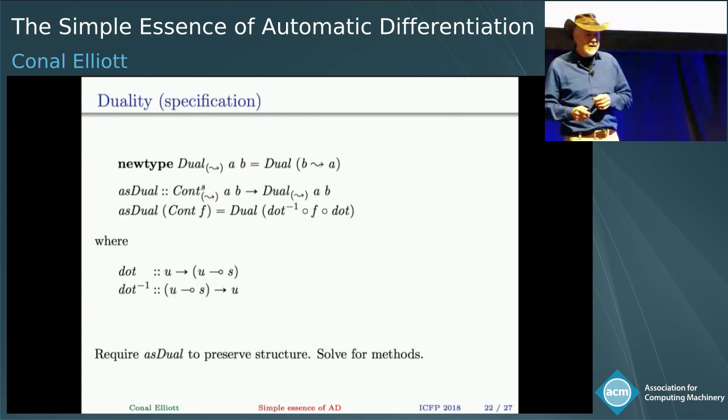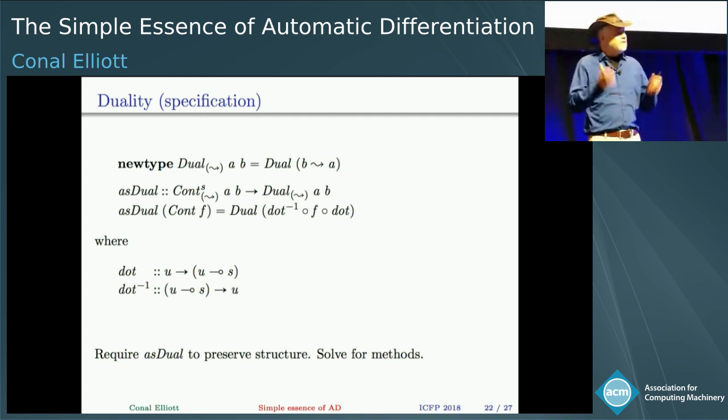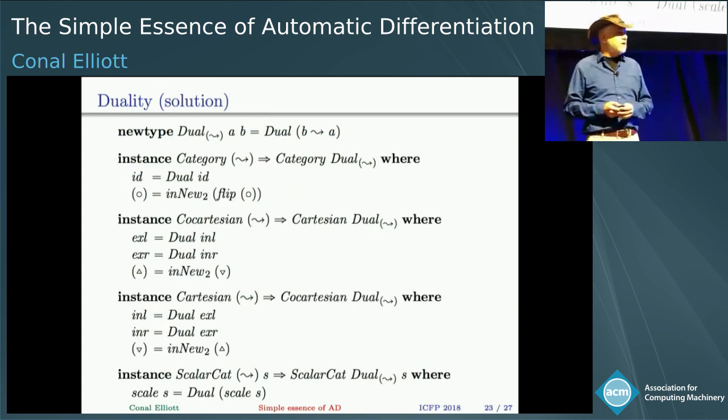Okay? And what does it look like? Well, to realize this idea, this duality idea, again, just define a simple category called dual. This is a general construction. It has nothing to do with automatic differentiation or linear maps, just like the CPS transform was. Define this function as dual that relates the continuation category to the dual category. It's very simple. It just uses the isomorphism. That's what the dot and dot inverse are. And again, we form the 5 algebra problems, which are homomorphisms, always the same. And we solve those 5 algebra problems, and we get this code.